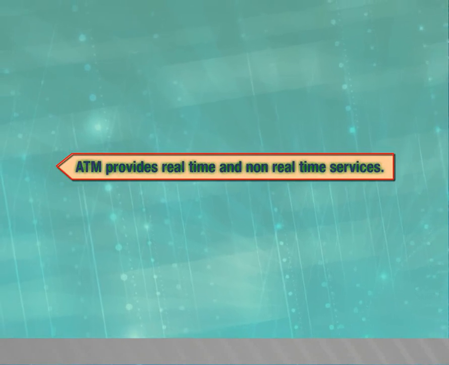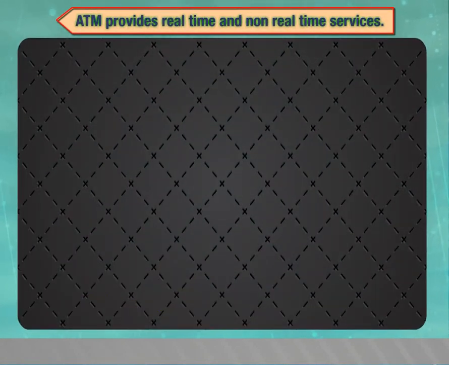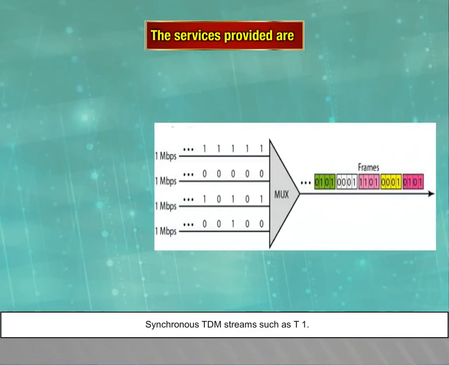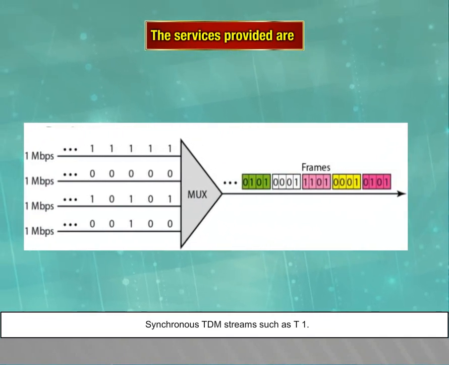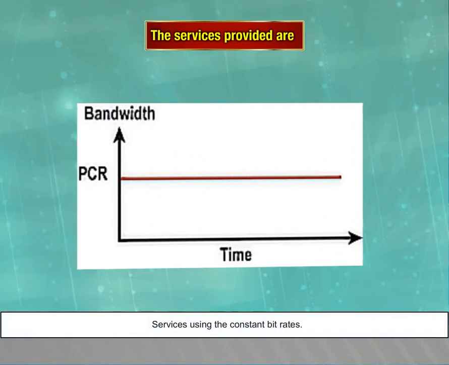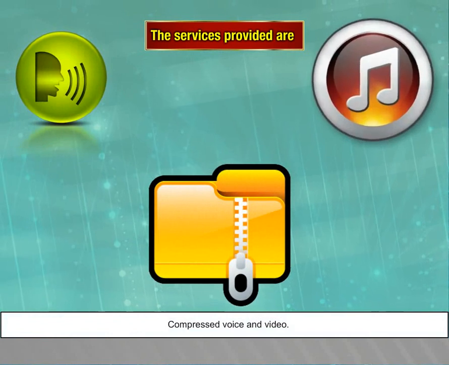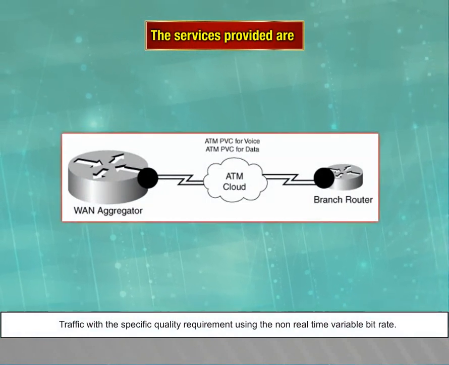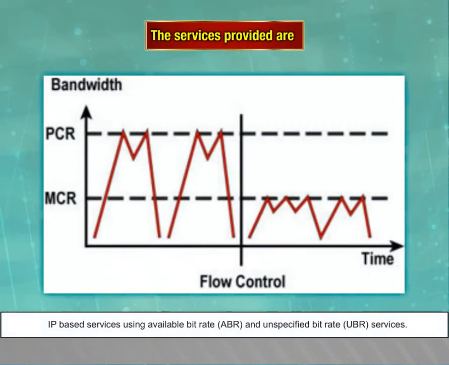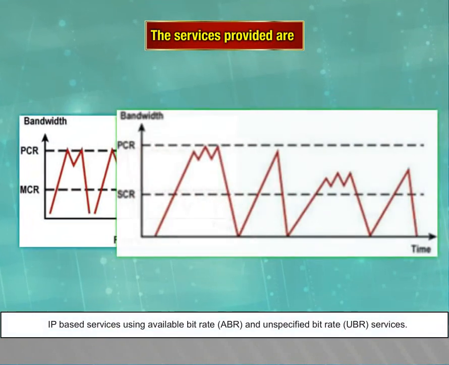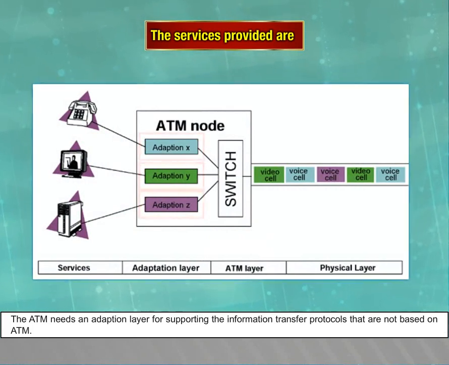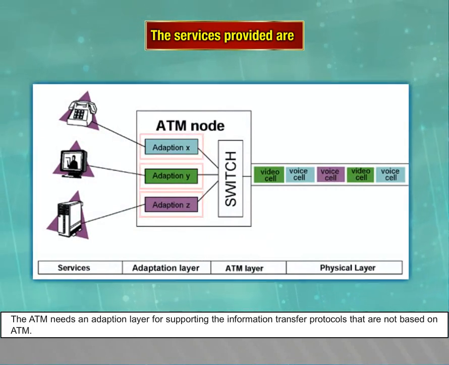ATM provides real-time and non-real-time services. The services provided are synchronous TDM streams such as T1, services using the constant bit rates, compressed voice and video, traffic with specific quality requirement using the non-real-time variable bit rate, IP-based services using available bit rate ABR and unspecified bit rate UBR services. The ATM needs an adaptation layer for supporting the information transfer protocols that are not based on ATM.